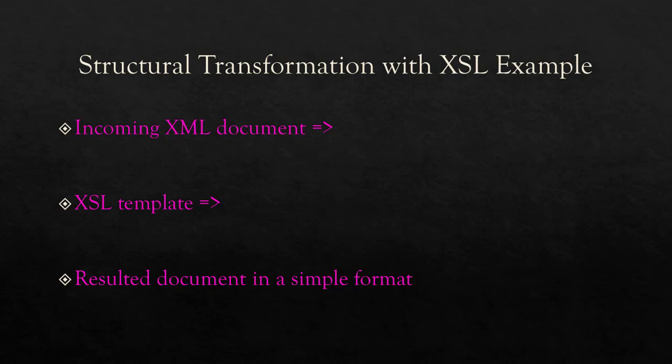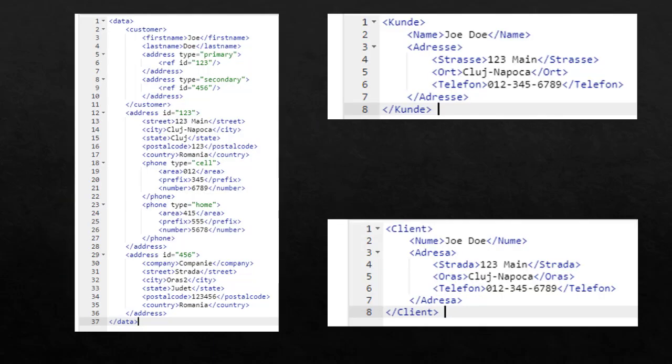Let's assume the incoming document looks like this. The XML document on the left contains customer data. Each customer can be associated with multiple addresses, each of which can contain multiple phone numbers. The XML represents addresses as independent entities so that multiple customers could share an address. Let's assume the accounting system needs the representation on the right.